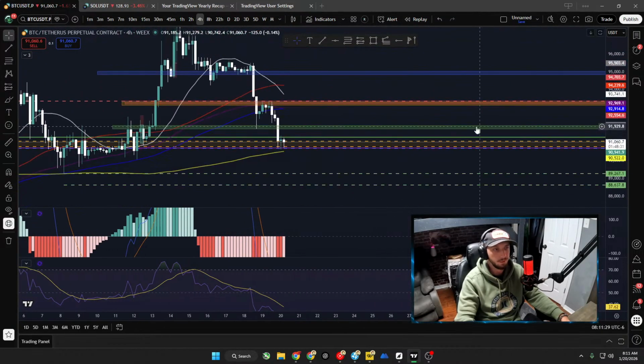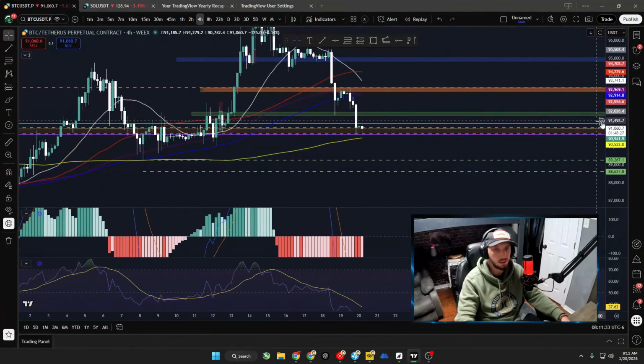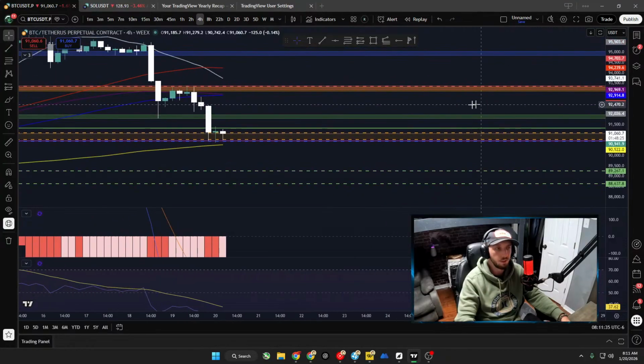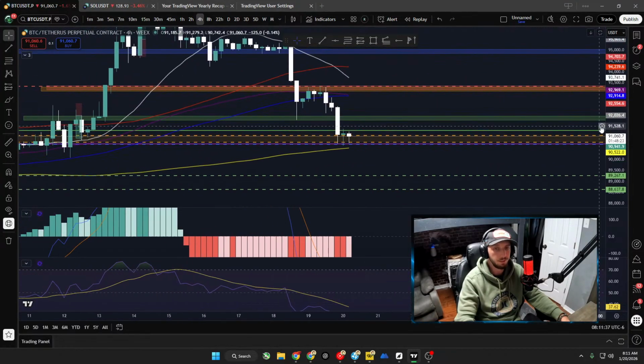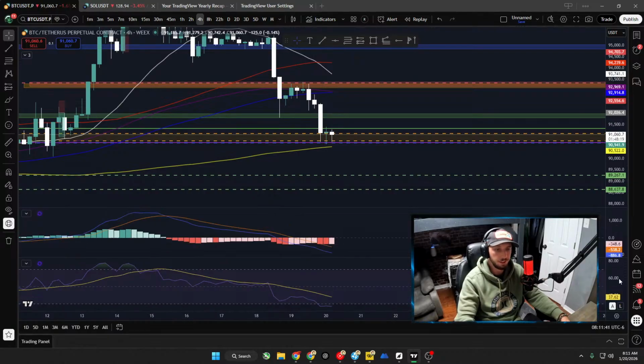And man, a little bit of a drop out there. All right, we'll zoom in a little bit right there just so you can see price action a little better. Get our indicators all lined up.